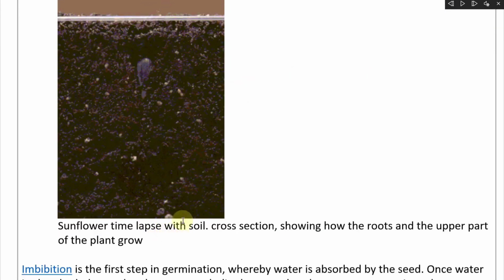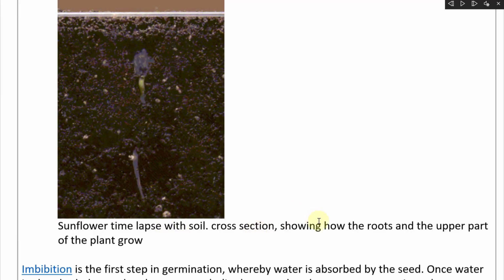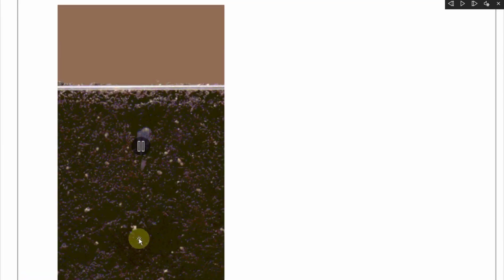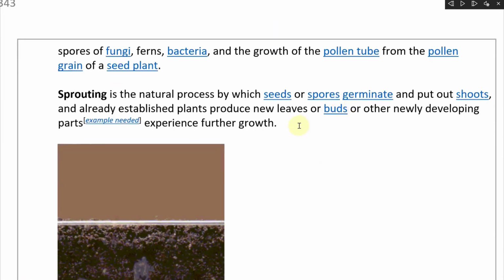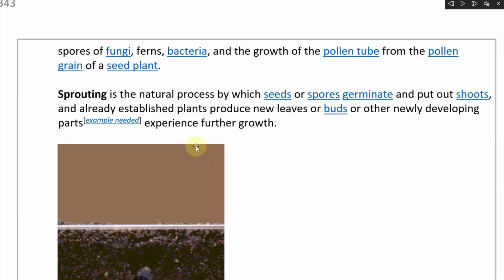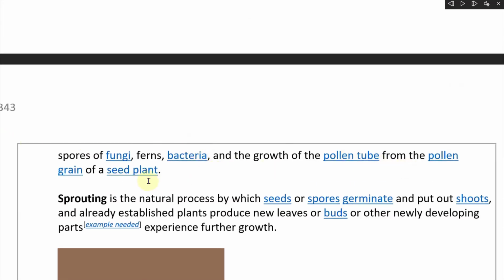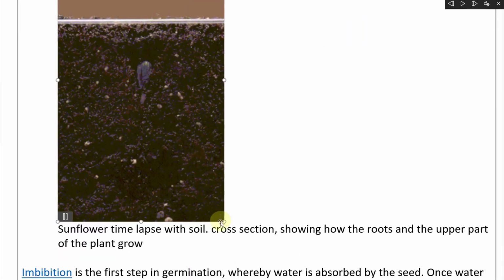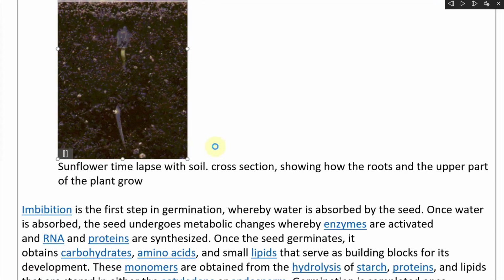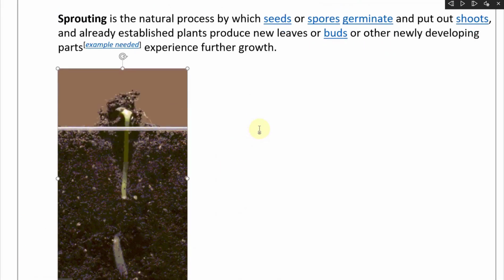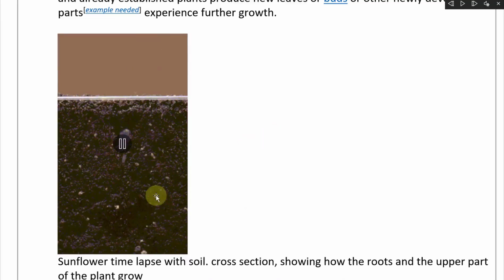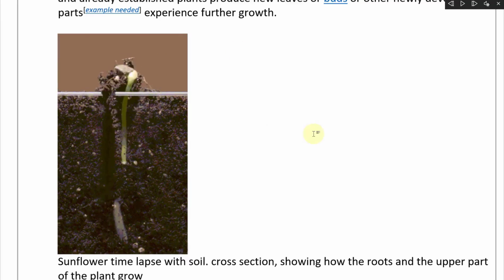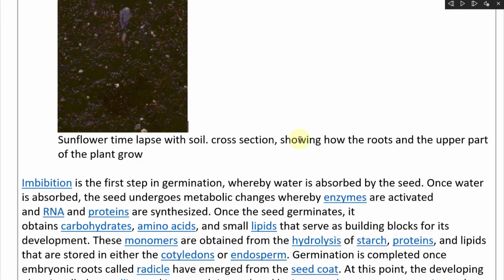So here's a sunflower time-lapse with soil, a cross-section showing how the roots and the upper part of the plant grow or sprout. This is just germination, the growth from a seed or pollen tube from a pollen grain. Very interesting. It's rising upwards like that. It's a pretty interesting GIF time-lapse, and it's pretty remarkable. It's getting bigger and bigger, and notice the root going down and the plant going up. Fascinating stuff. All right, let's continue further.